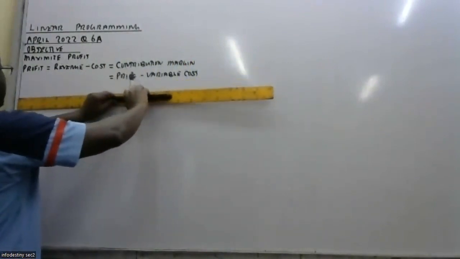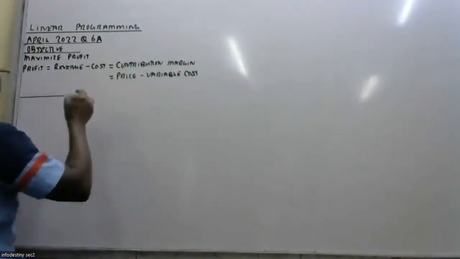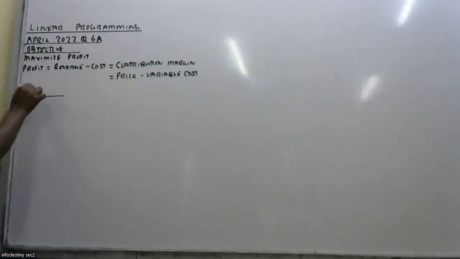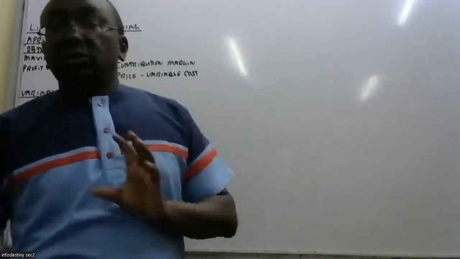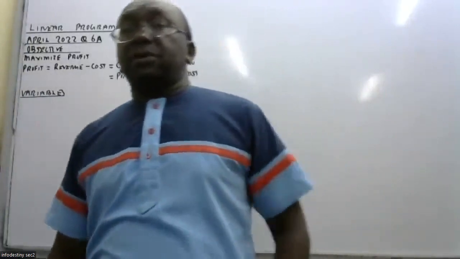The second step in linear programming is called variables. In the variables, it is where you identify the products that are present in your program. If you look at the question that we have read, we have two products. There is product A or product 1, and then we also have product 2. Those are the ones we call the variables. You must know which products are present.